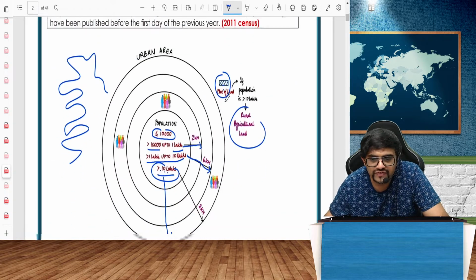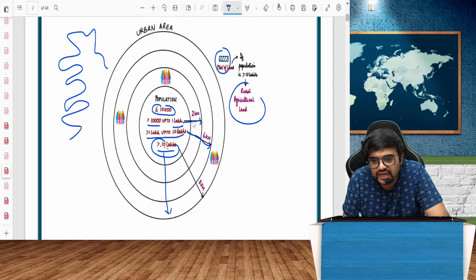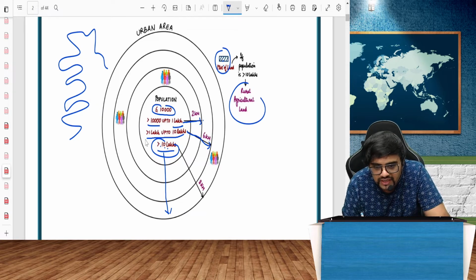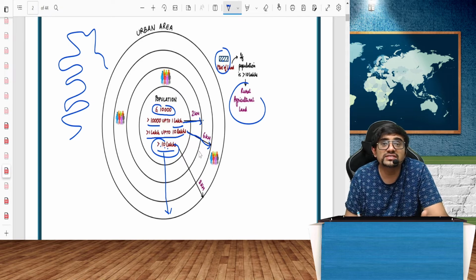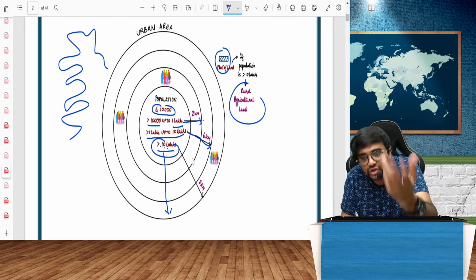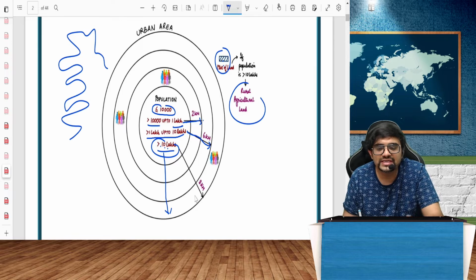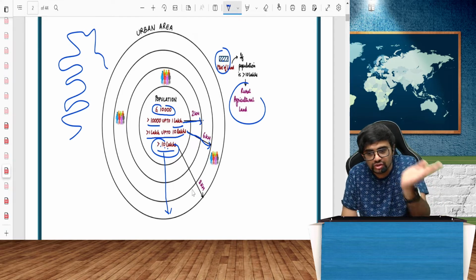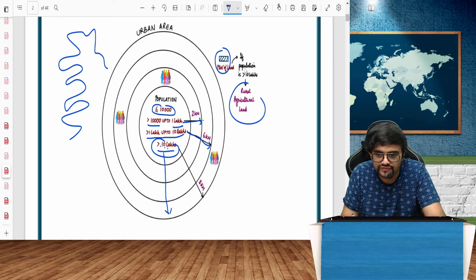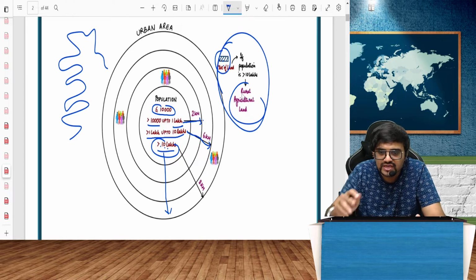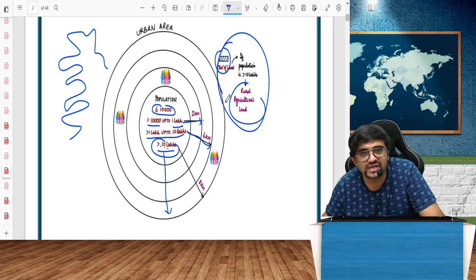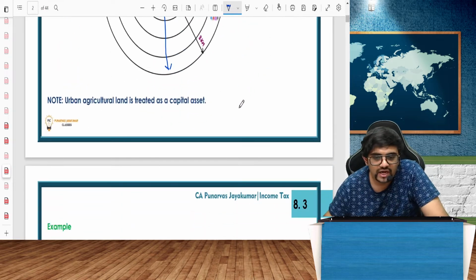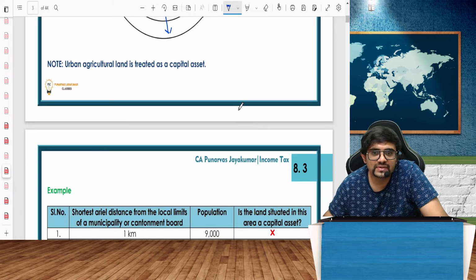If it is 10,000 to 1 lakh, more than 2 kilometers is rural, less than 2 kilometers is urban. For 1 lakh to 10 lakh, less than 6 kilometers is urban, more than 6 kilometers is rural. For more than 10 lakh population, less than 8 kilometers radius is urban, more than 8 kilometers is rural area. So if the land is somewhere beyond everything, it is rural agricultural land. Got it? Come on, fist bump. Next. Urban agricultural land is treated as a capital asset, obviously.